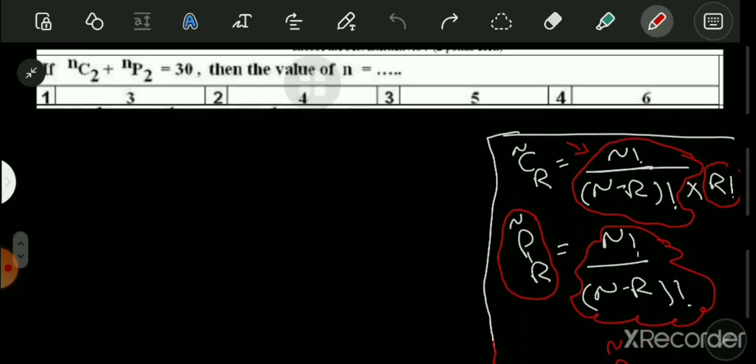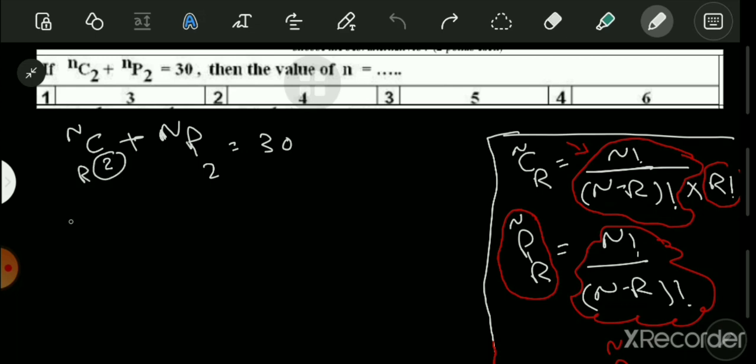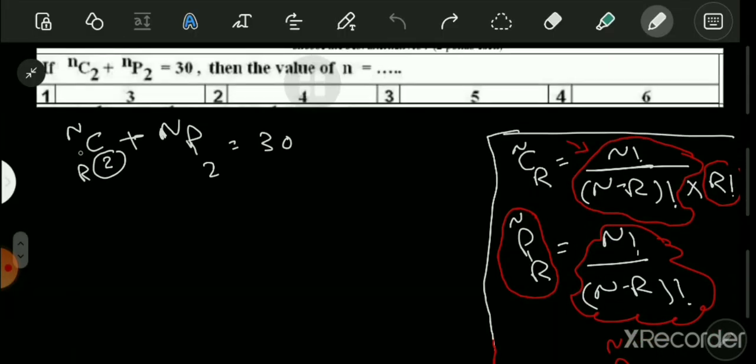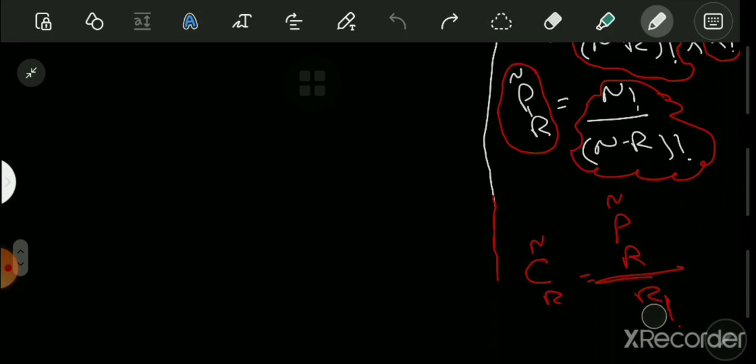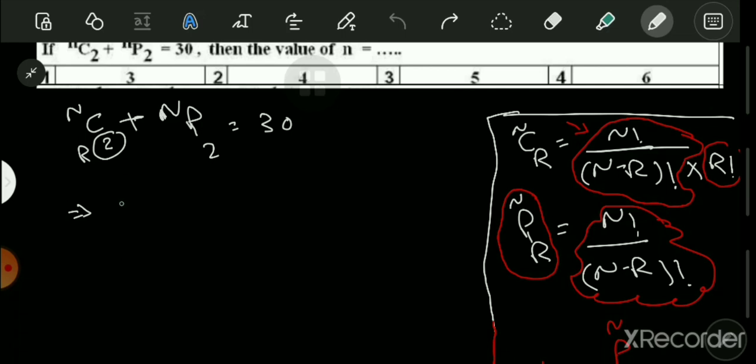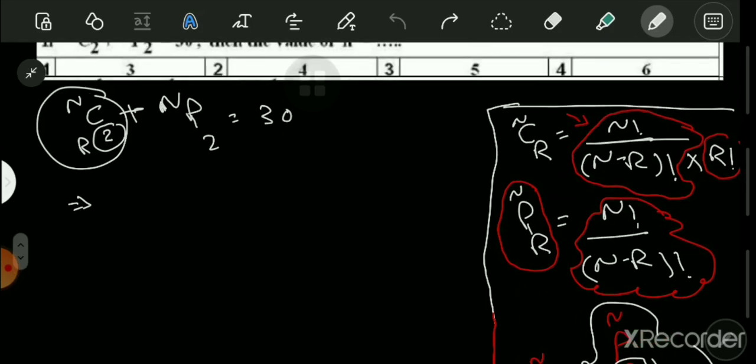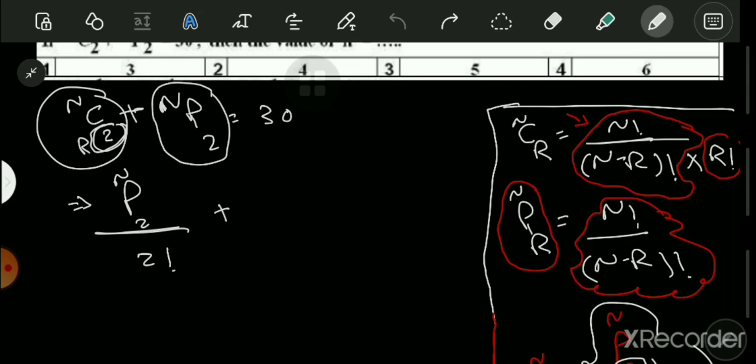Now here in our question, we have nC2 plus nP2 equals 30, and he wants us to find the value of n. So this is 2, which is r here, and here too, which is r. I told you, whenever I see nCr, I will put instead of it this, and I will put instead of r, 2 here. So it will be nP2 over 2 factorial plus, and this one is still as it is, nP2.